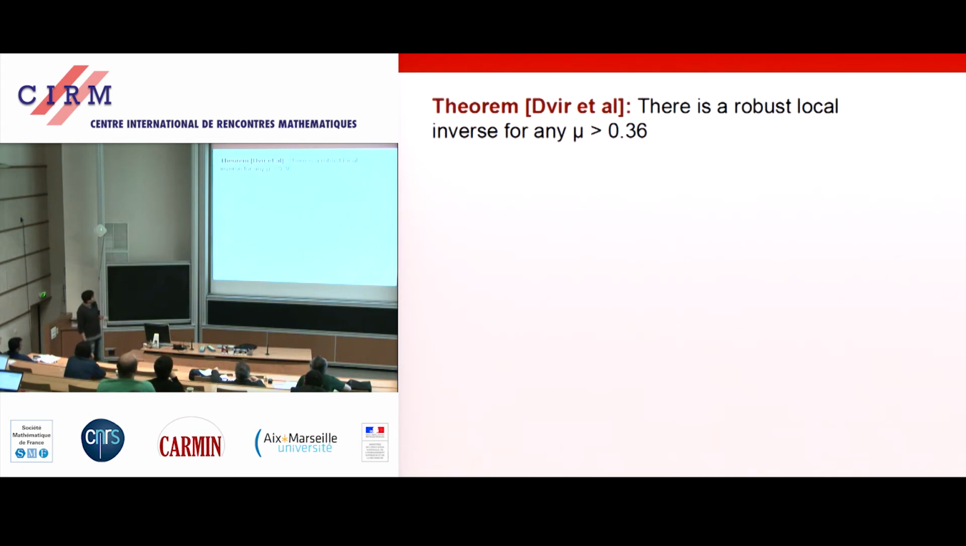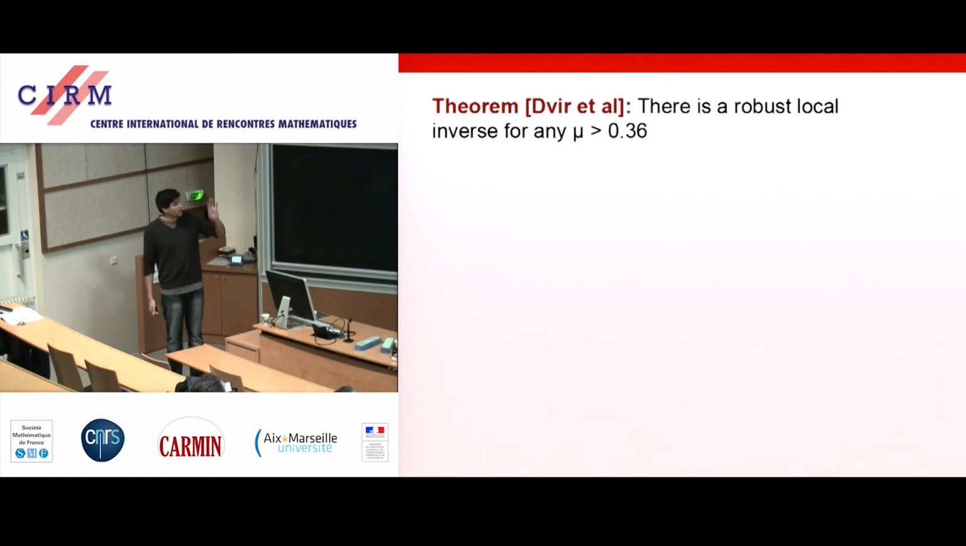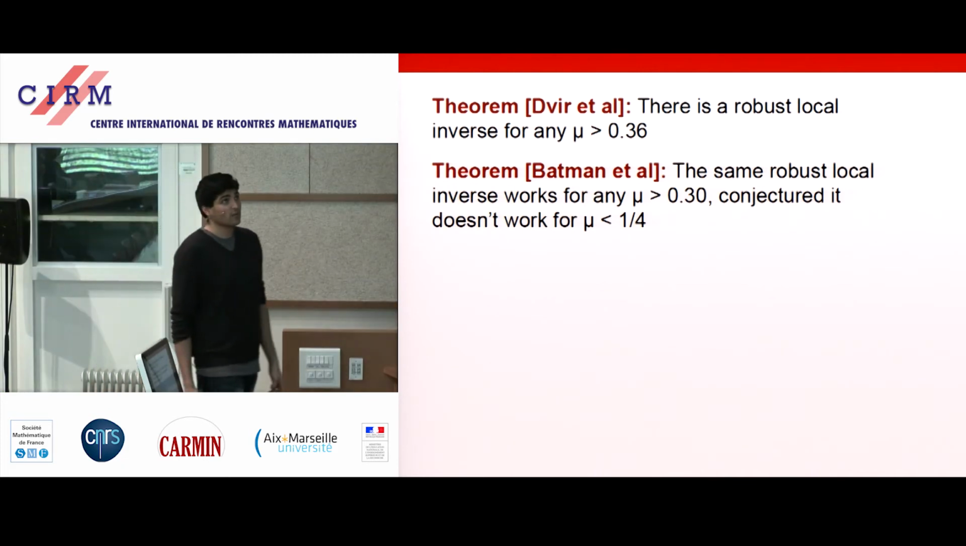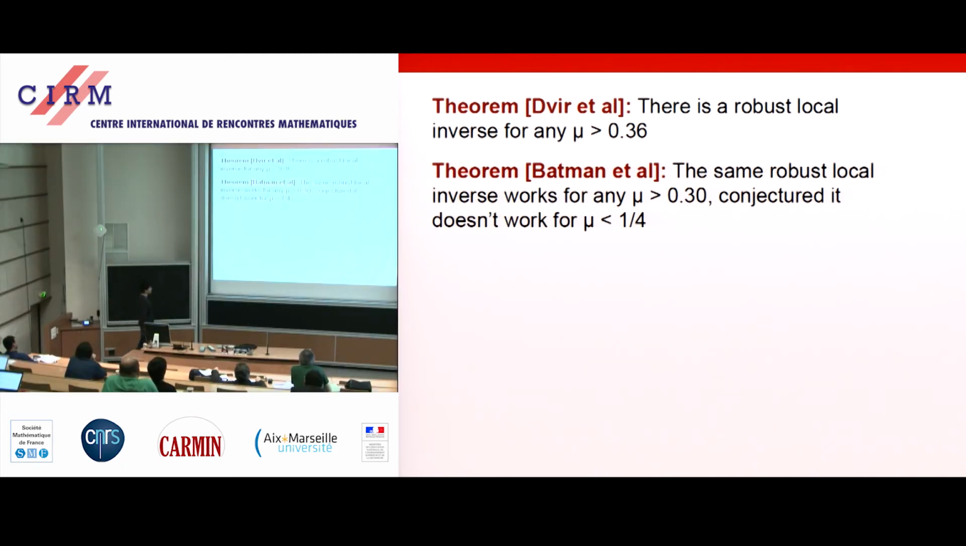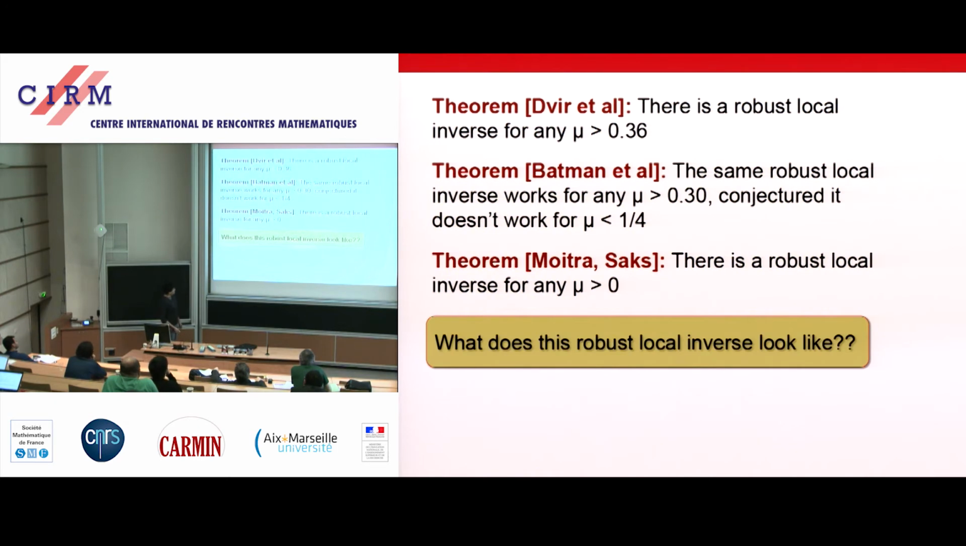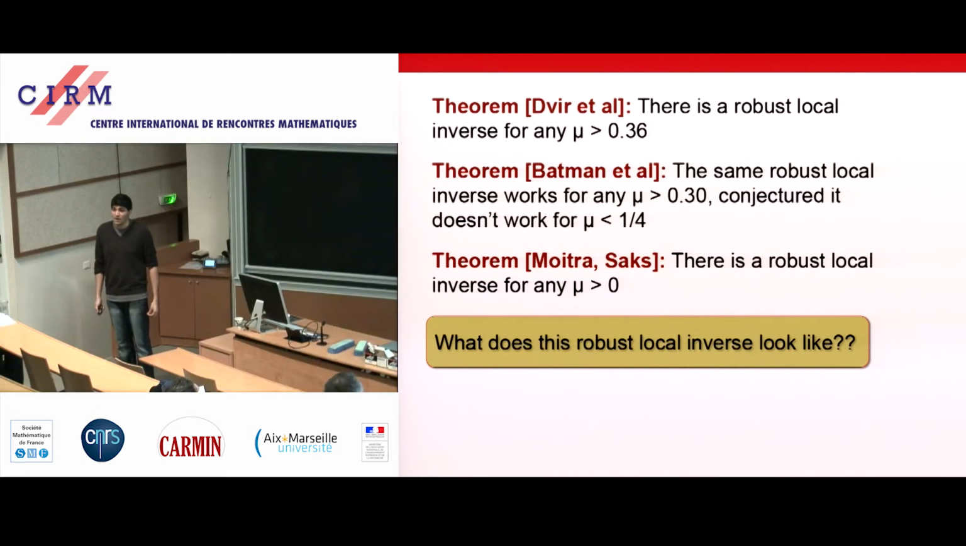So the statement that you can solve population recovery for mu at least 0.36 is just the statement that there is a way to do a magical perturbation as soon as mu is at least 0.36, that there is a way to do it for at least 0.3, and they conjectured it doesn't work, that there was no robust local inverse for mu less than a quarter. And I'm going to show you that there is. And the issue is that we don't really know what this robust local inverse looks like. In fact, even after we prove this theorem, I still have no idea what it looks like.